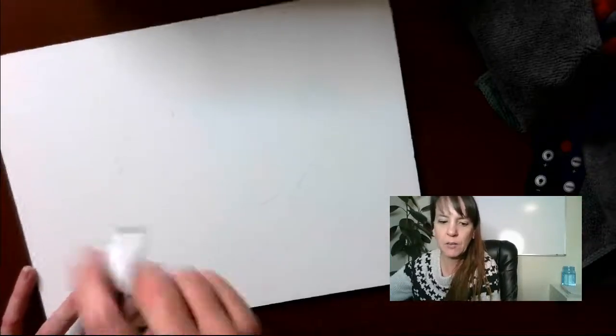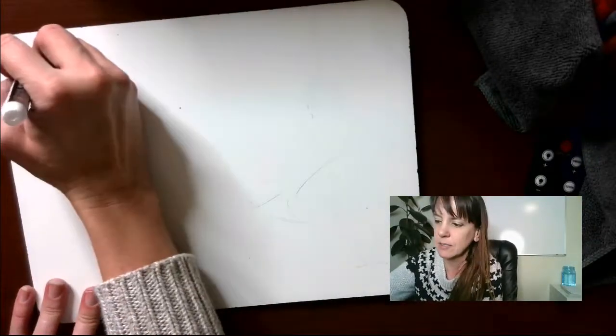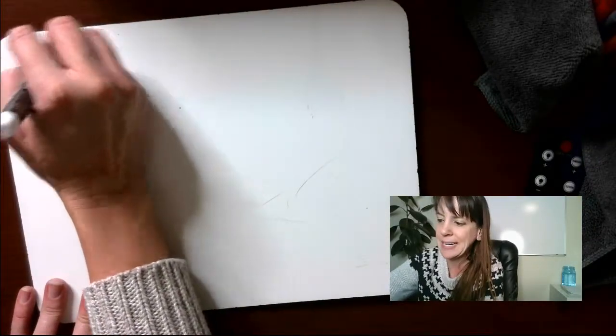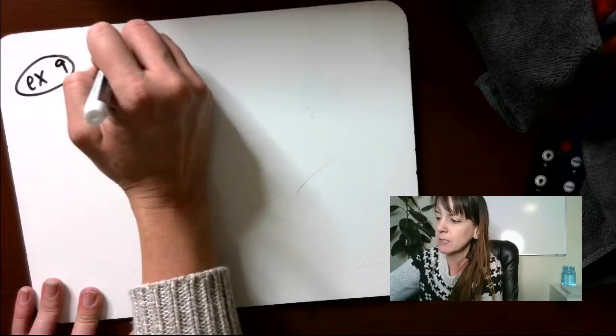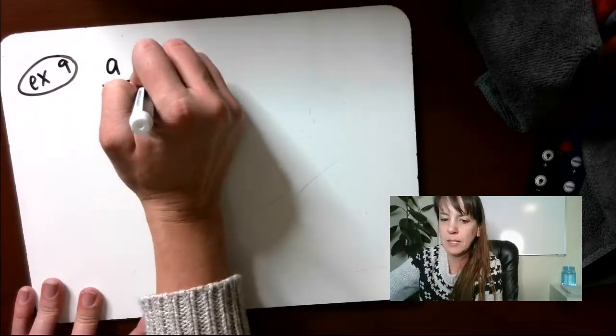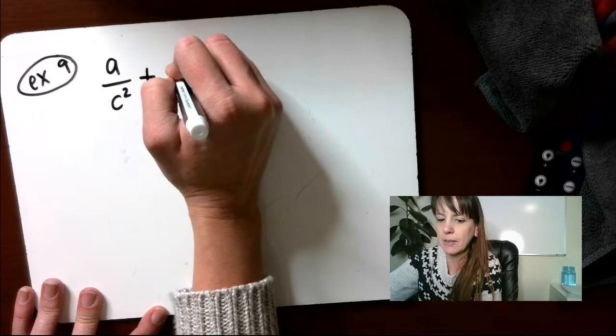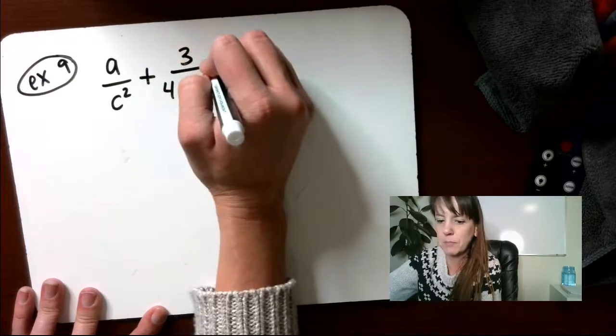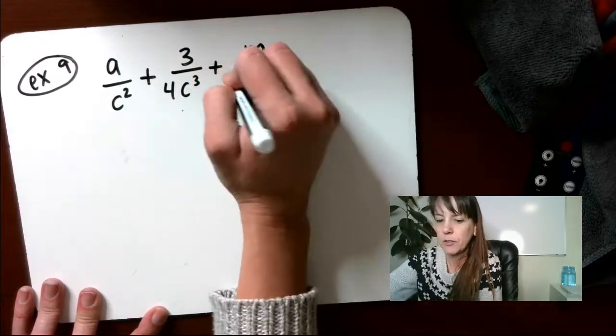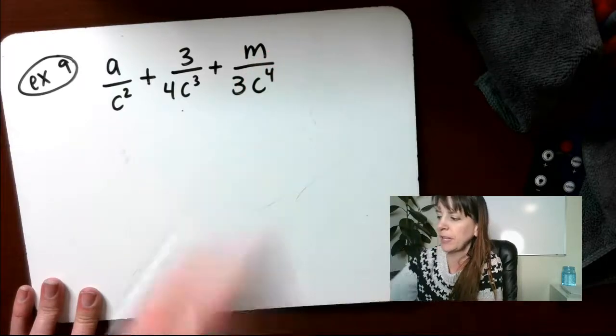So let's try some other examples. We're going to skip 8 because that is more of the same. Example 9, unless you need me to do it, then ask me in class. A over c squared plus 3 over 4c to the third plus m over 3c to the fourth. I keep losing my spot there.